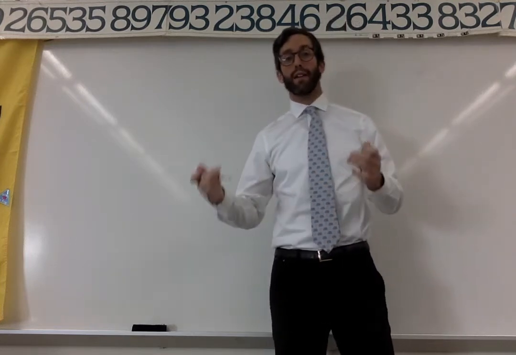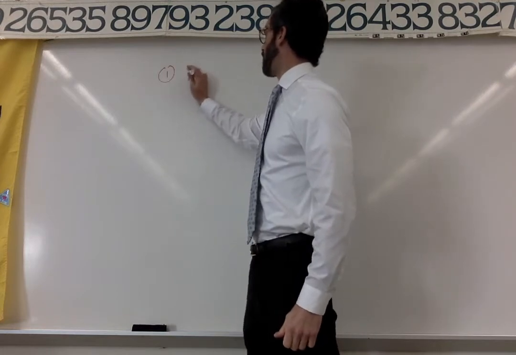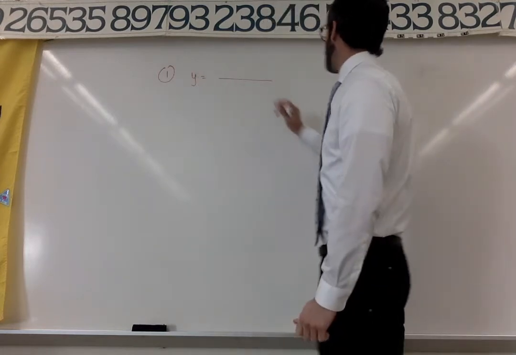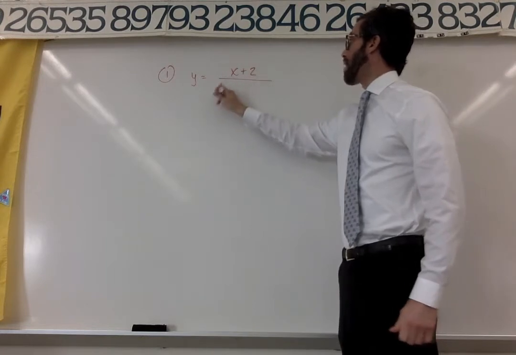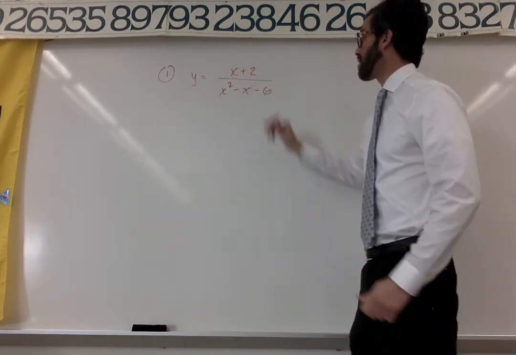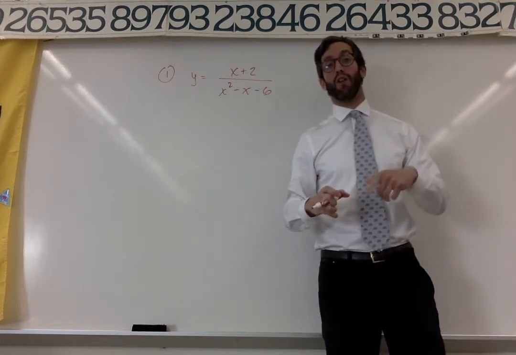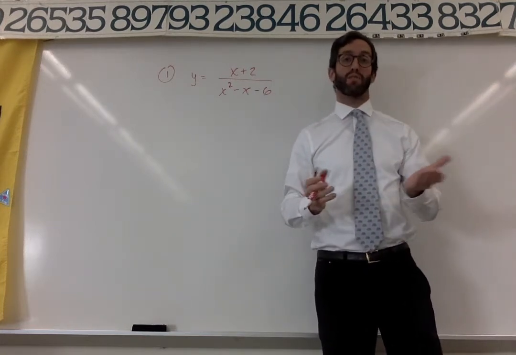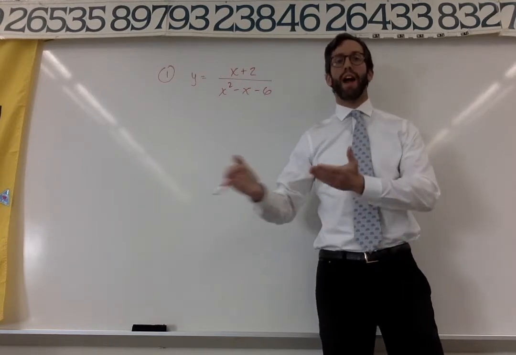Without a calculator, just using the equation, how can we draw a graph of something like this? y equals x plus 2 over x squared minus x minus 6. That is a rational function. Now, the parent rational function we've already studied in the unit on transformations: y equals 1 over x. That is an example of a rational function.